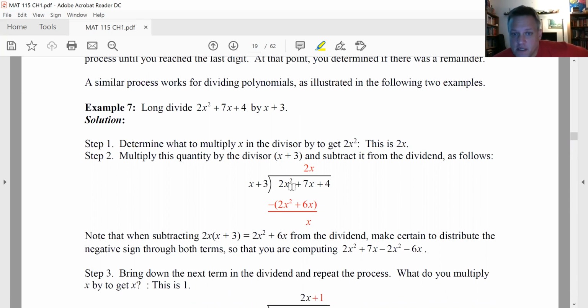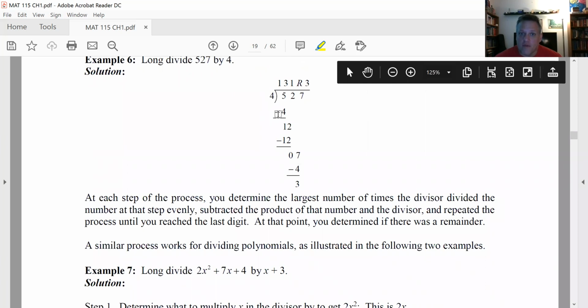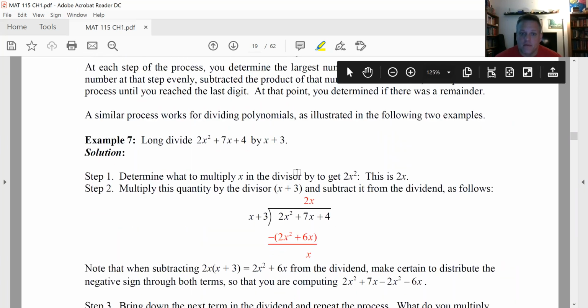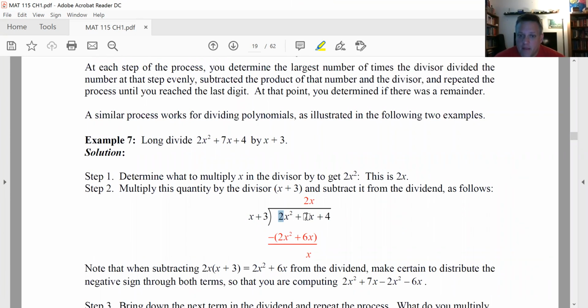So the first term is the 2x squared. How many times does x go into 2x squared? What does that mean? It means, what do you multiply x by to get 2x squared? Well, you multiply it by 2x. And so if I multiply 2x by x, I get 2x squared, but part of the divisor is the 3, so I'm going to multiply 2x times 3 to get 6x. I'm going to subtract that, like I did up here. Notice I multiplied the 1 and the 4, and then I subtracted it from that term. Well, if I'm subtracting it, I'm going to have to subtract it from these two terms here.